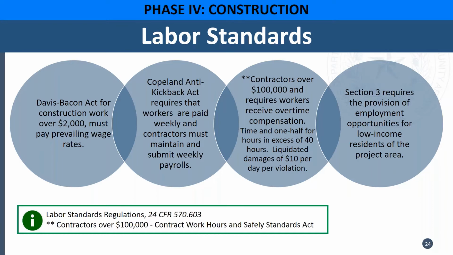Contractors over $100,000 are required to give workers overtime compensation, which equals time and a half for hours in excess of 40 hours. Below is the reference where you can find that. And the last one is Section 3, which requires the provision of employment opportunities for low-income residents of the project area. Next slide.